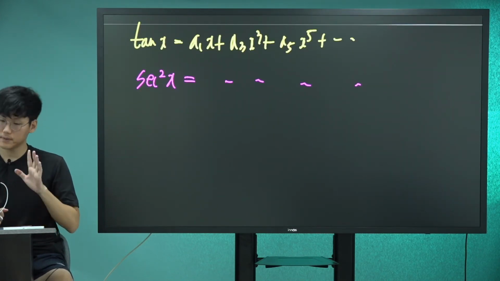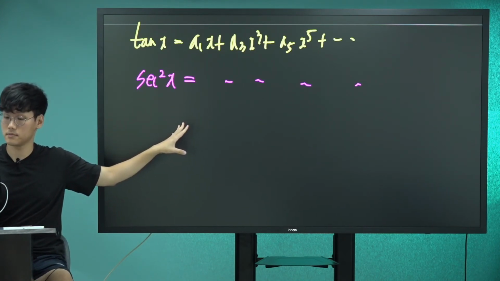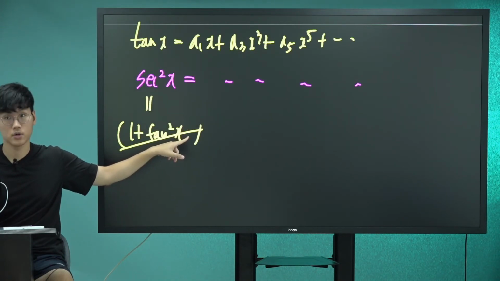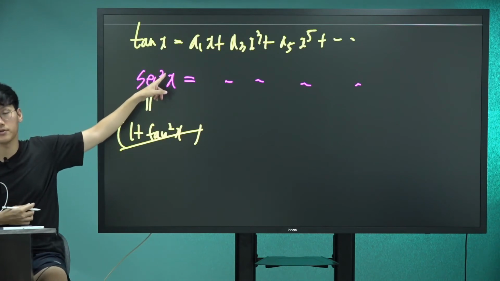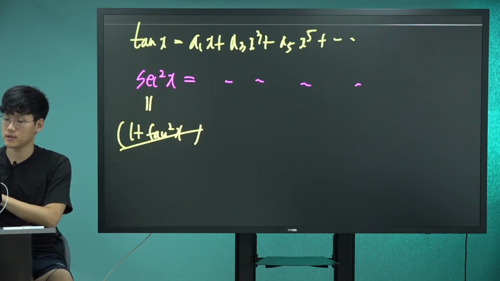Yes, some people attempted this by converting it to 1 plus tangent squared. That would make it too difficult, right? Because you have to square that. I don't want it. But yes, as you've said, it's probably better to work with the derivative.